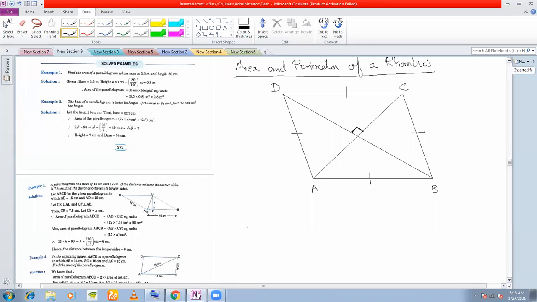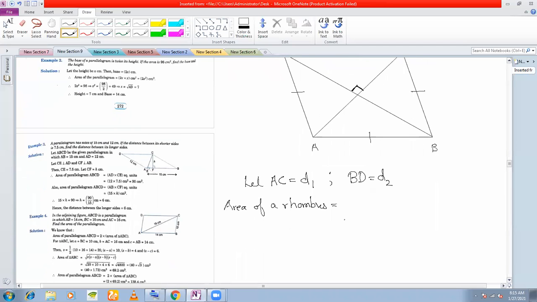And here, if I take the length of one diagonal AC as D1, and the length of the other diagonal BD as D2, then the area of a rhombus, the formula here, is half of the product of the length of diagonals.